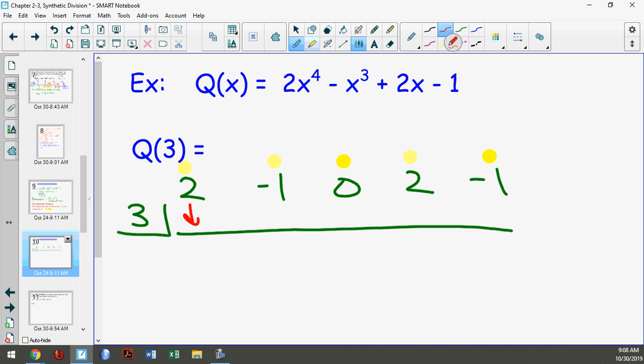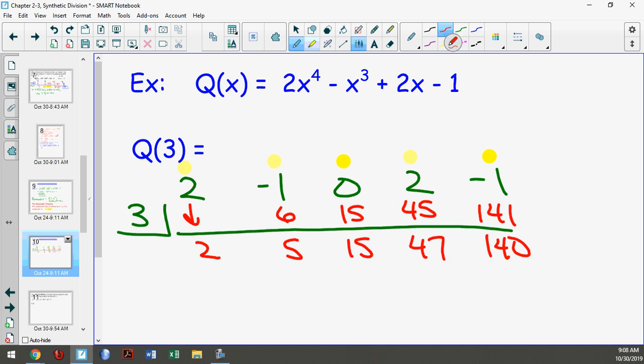Drop down the 2. 2 times 3 is 6. Add, that gives me a 5. 5 times 3 is 15. Add, that gives me a 15. 15 times 3 is 45. Plus 2 is going to be 47. 47 times 3 is 141. Subtract 1, that gives me 140.